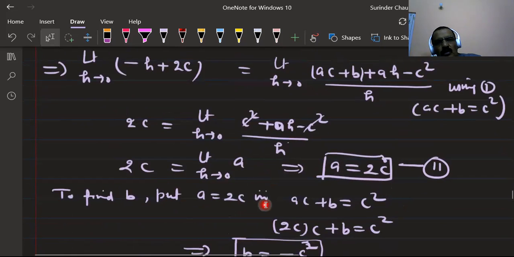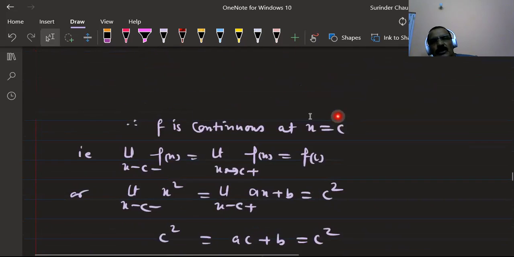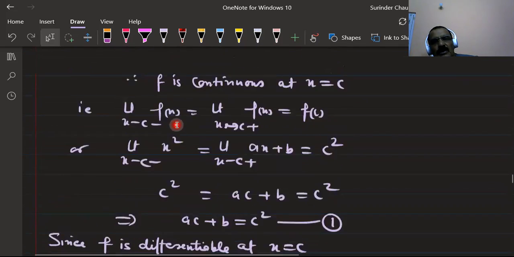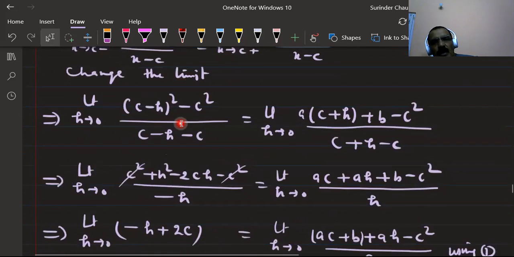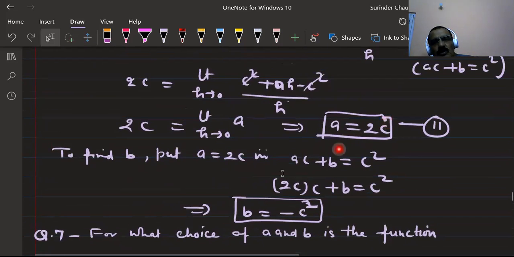Substitute the value of a as c in the first equation, ac plus b equals c square. We get the value of b equal to minus c square. So this function is differentiable at the point when a must equal c and b must equal minus c square.